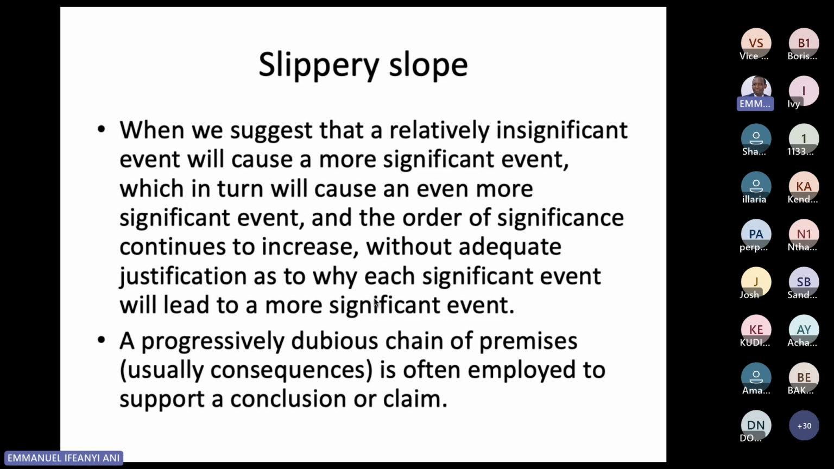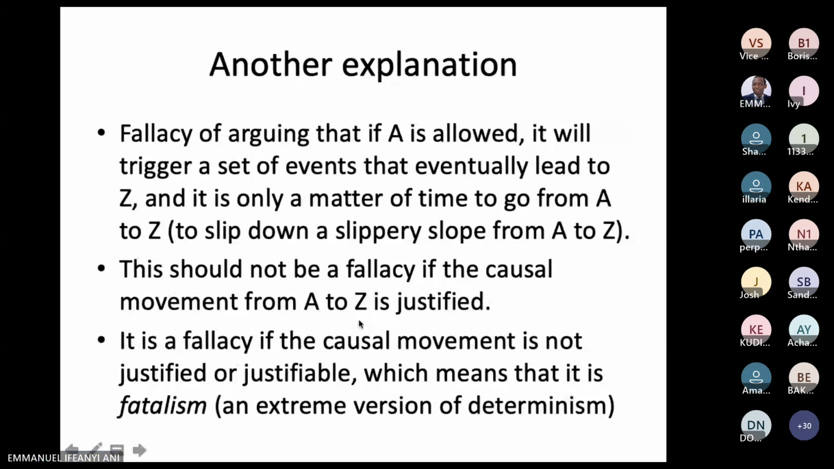So this is the argument that a particular event will cause a more serious event, which in turn will cause a more serious event, and so on, without a justification for such escalation. Another explanation: it is a fallacy of arguing that if A is allowed, it will trigger a set of events that eventually lead to death. It is only a matter of time to go from A to Z, to slip down a slippery slope.